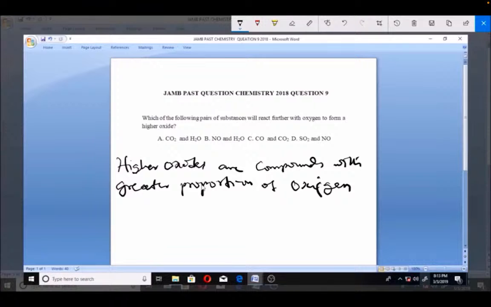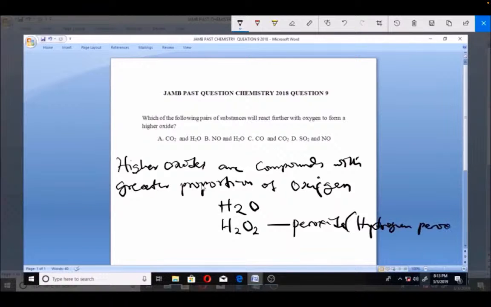Like now you have H2O, which is a normal neutral oxide. Now you have also H2O2, which is hydrogen peroxide. This is a peroxide, specifically hydrogen peroxide. So this is a higher oxide because there is more oxygen here. This O2, this is normal O. So this is a neutral oxide.